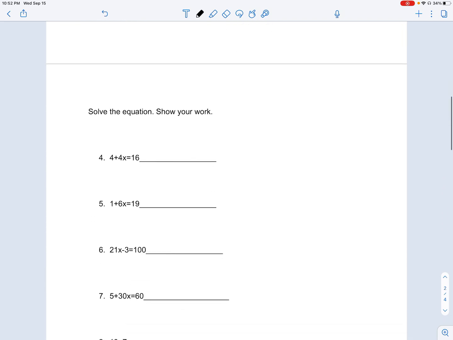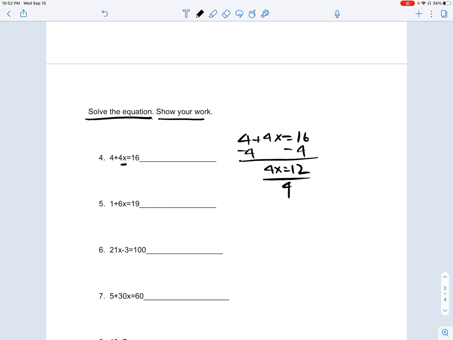Moving on. Solve the equation, show your work. So it basically is asking you what is the value of the undefined variable. So 4 plus 4x is equal to 16. You subtract 4 on both sides and you get 4x is equal to 12. You divide by 4 on both sides and you get x is equal to 3. That means the value of this x is 3. And that would be your solution to the equation.